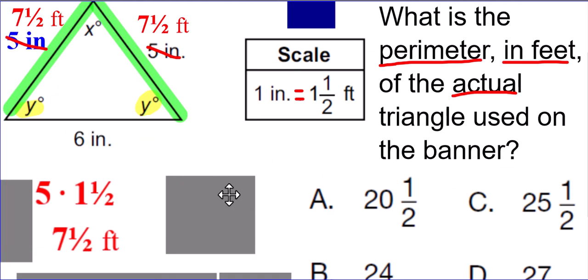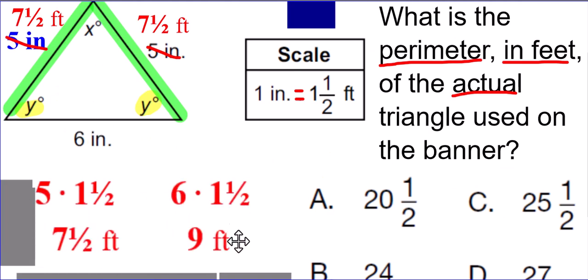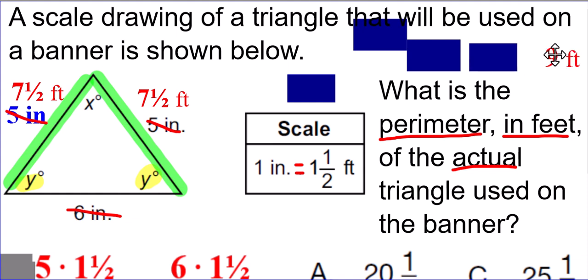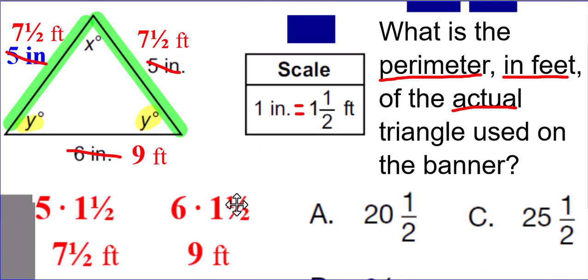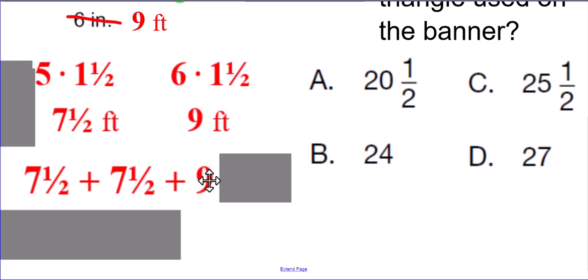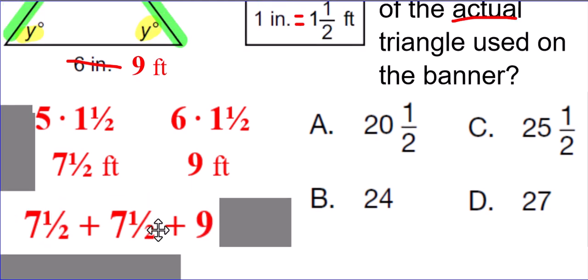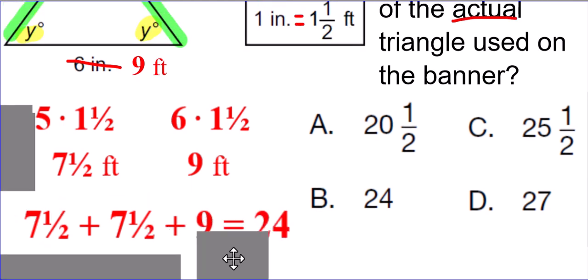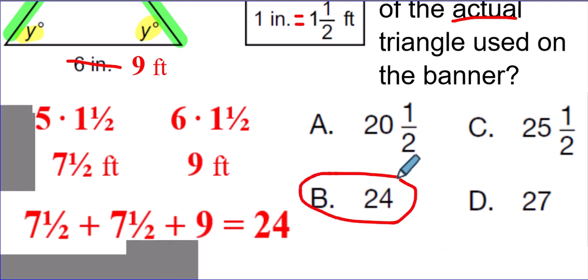What about the 6 inches? Go ahead and multiply that times 1.5. You will get 9 feet. So again, I'm going to cross out that 6 inches, and I'm going to replace it with 9 feet. Now, I know you don't actually have the drawing with you. You might have sketched it, though, at home on your paper. So now I know what the 3 sides are in actual feet. To get perimeter, all I have to do is add the outside measurements together for each side. So 7.5 plus 7.5 plus 9, boom, equals 24, which is choice B. And there you go.